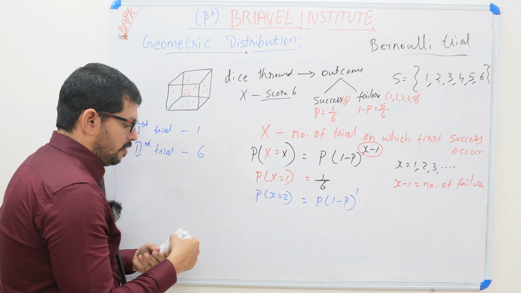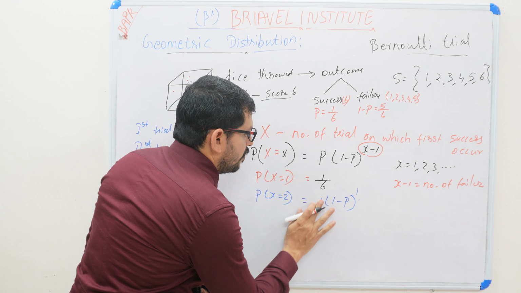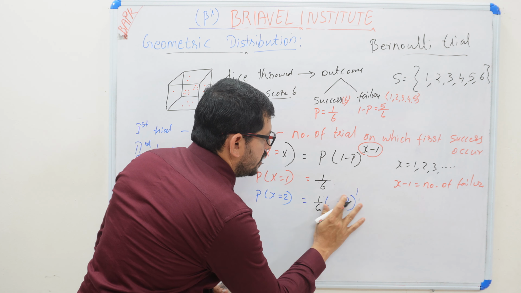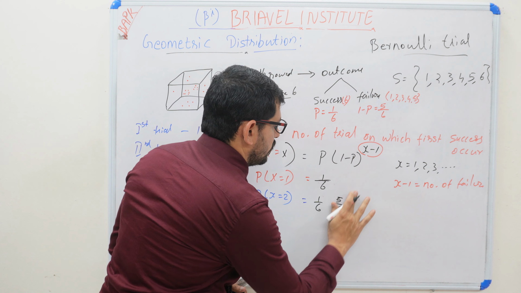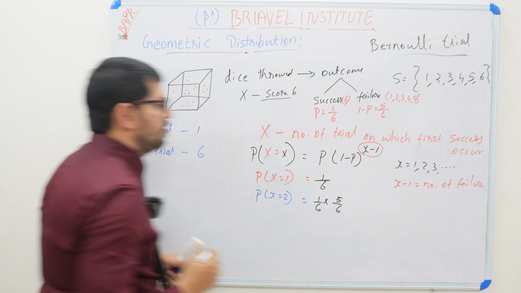So what is my probability? We can write p is equal to 1 by 6 and 1 minus p is equal to 5 by 6, raised to 1. So we can remove this one. So it is 1 by 6 into 5 by 6.